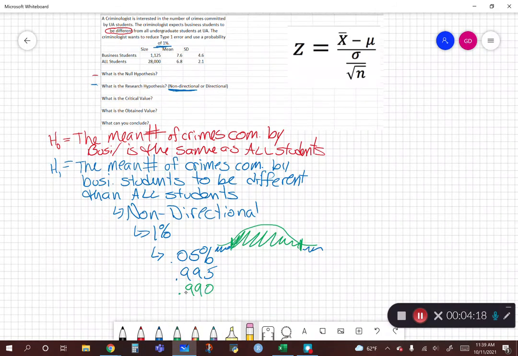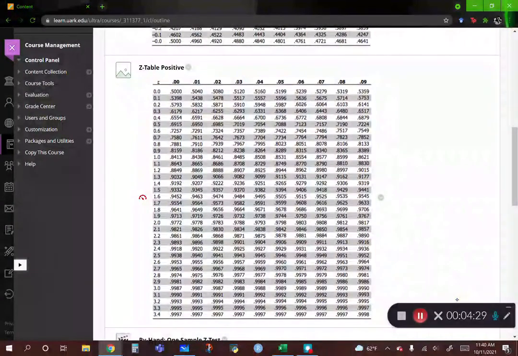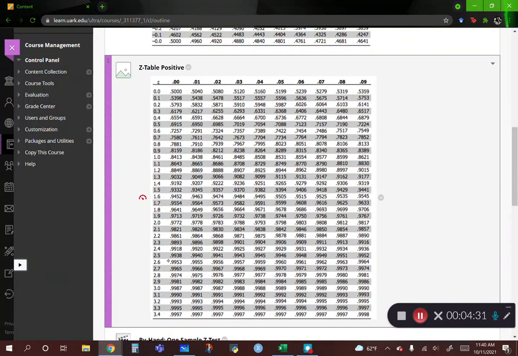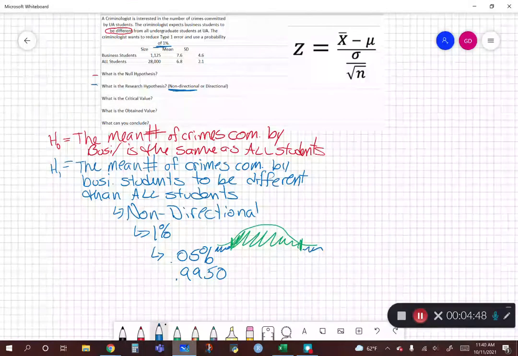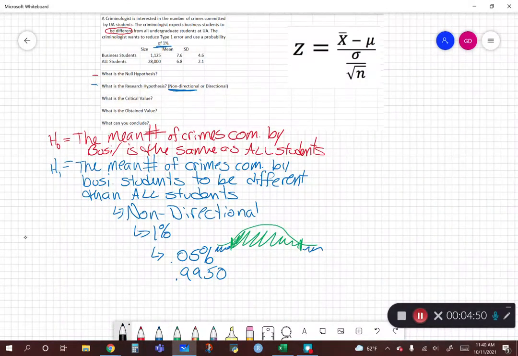But since we have a non-directional test, we want to find that 0.9950. So when I open up the Blackboard, if I come across, we can see it starts to pick up in 2.5. And if I go across, you can see that 2.57 and 2.58 both outline and kind of box it in to be a little more conservative. And if I use 2.58, we'll get it close to that itself. So we come back to the table, and our critical value here is 2.58.